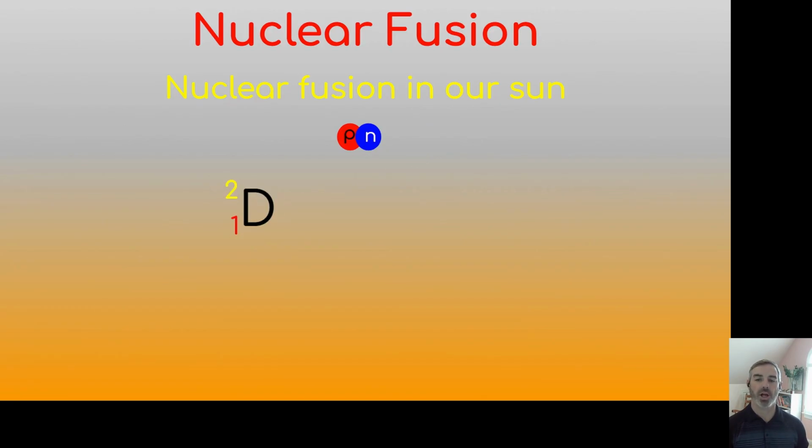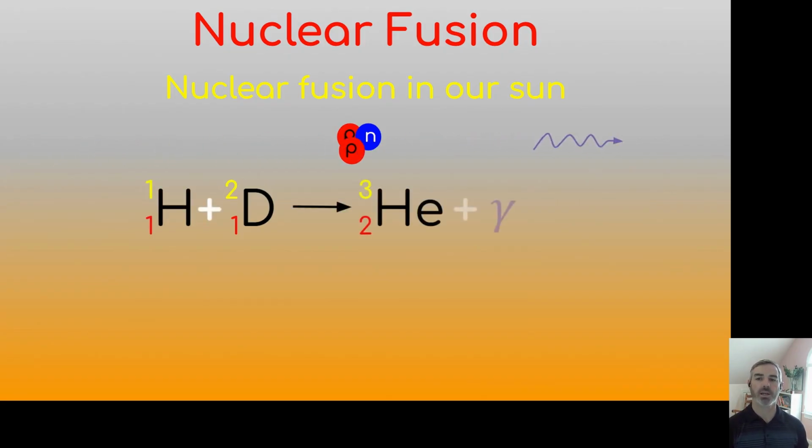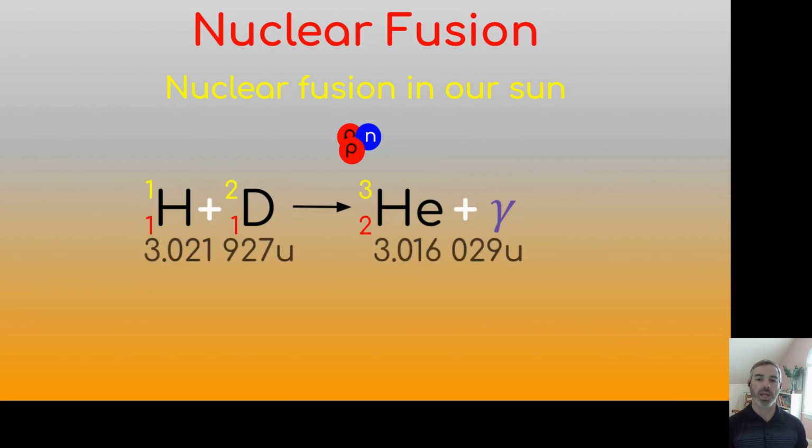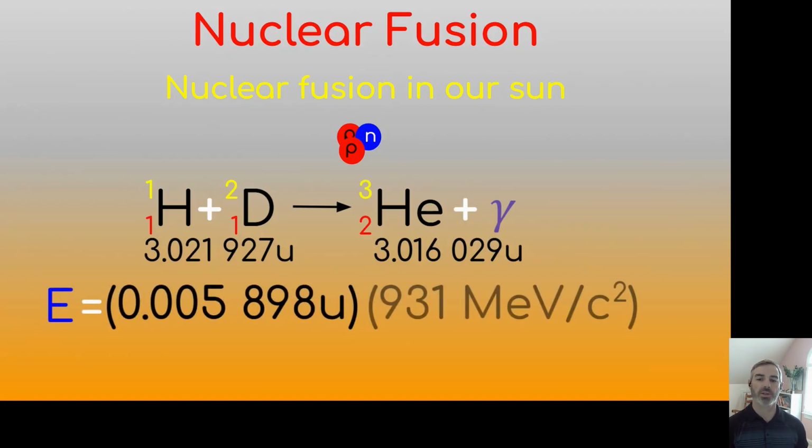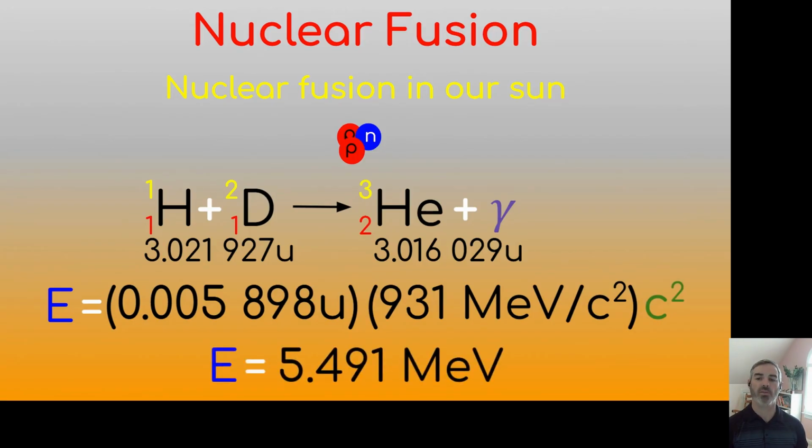Now, the second process is that hydrogen hits our deuterium and fuses together and makes a helium-3 and a gamma ray that are emitted. During that process, we can see that there's a little bit of mass lost as well, and we can calculate the energy released by using the equation E equals mc squared. We end up with 5.491 mega electron volts, which is about 6 times more energy released from deuterium and hydrogen fusing than just two hydrogen.